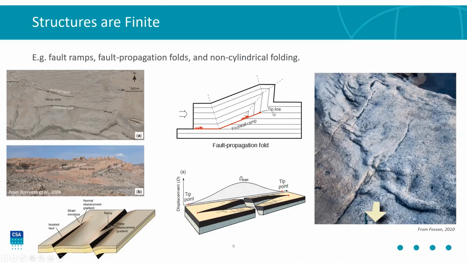Fault propagation folds are another classic example of where a thrust eventually ends. And another example, these are small scale ones, but you can get them on a much bigger scale as well, is non-cylindrical folding. That folds do not continue indefinitely, and eventually the hinge of your fold will disappear into nothing. So when looking for structures, don't keep trying to extend them on forever. Understand that they do come to an end eventually.